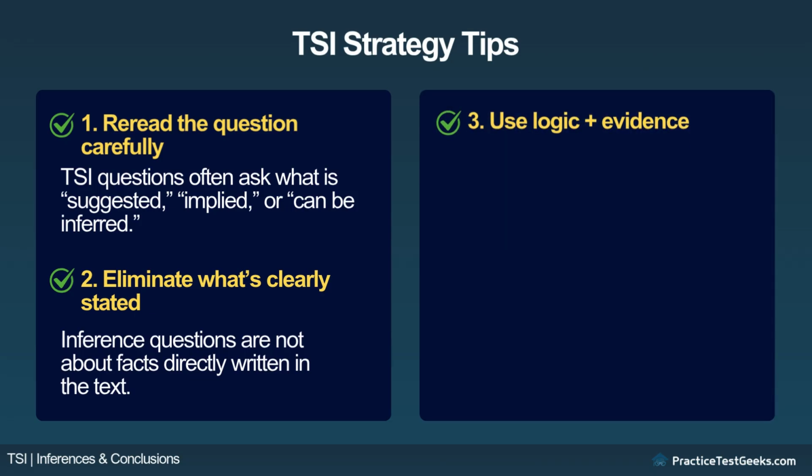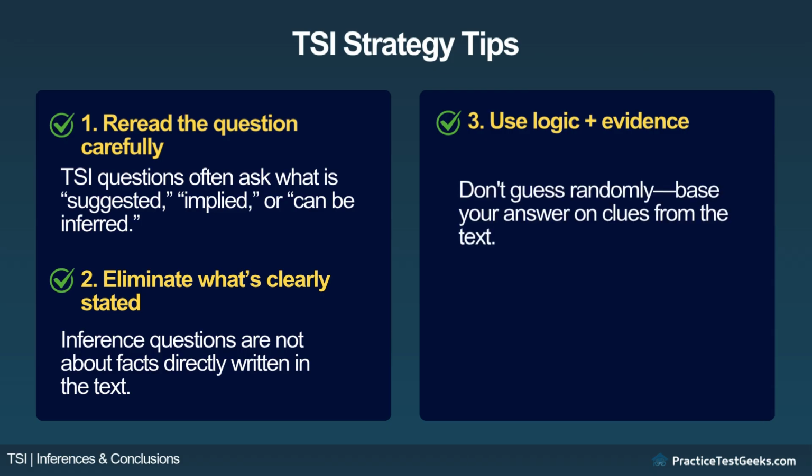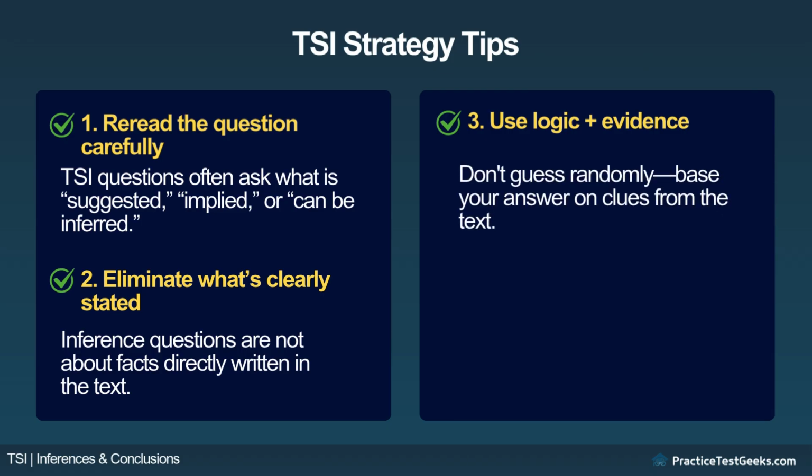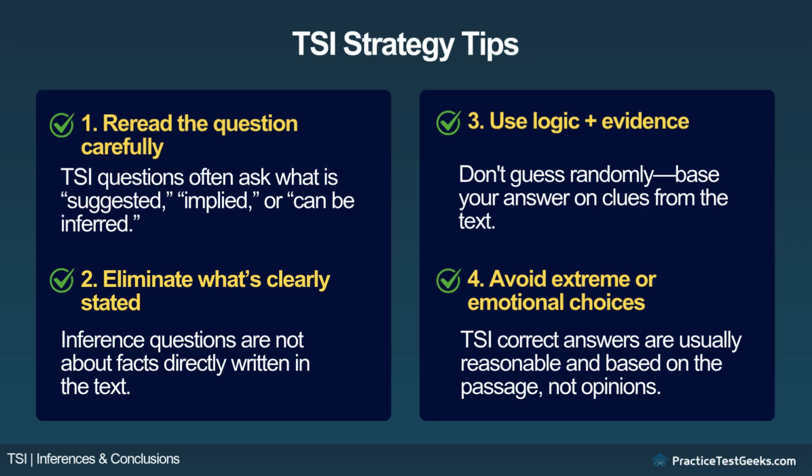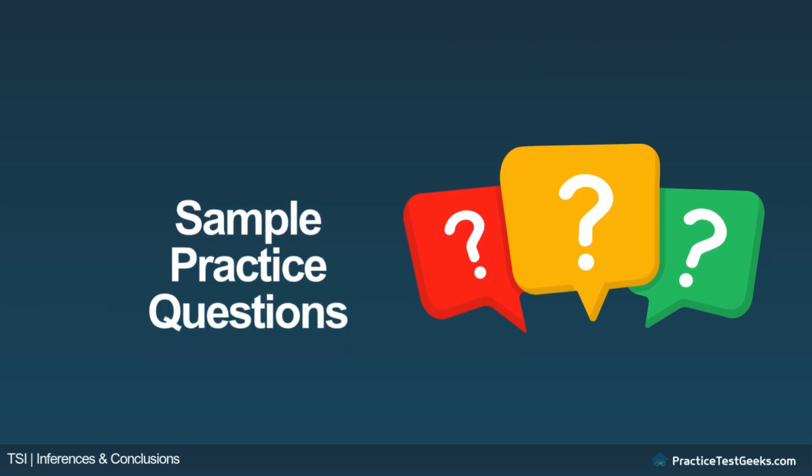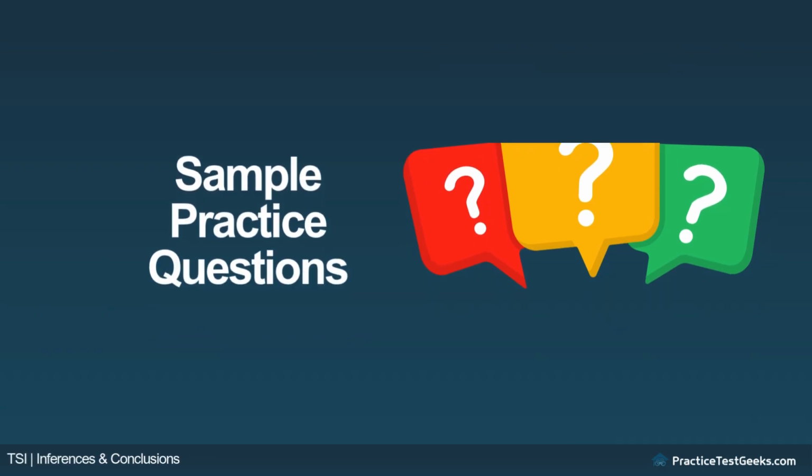3. Use logic plus evidence. Don't guess randomly. Base your answer on clues from the text. 4. Avoid extreme or emotional choices. TSI correct answers are usually reasonable and based on the passage, not opinions. Now, let's apply what you've learned with some sample practice questions.